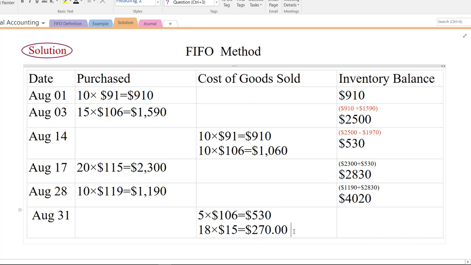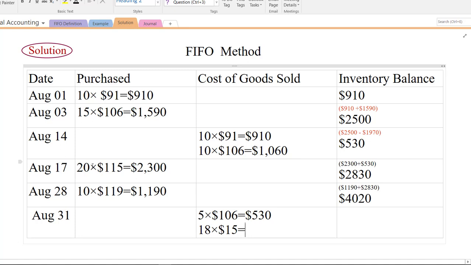Okay. So students, here you can see the total inventory which is sold. The 5 units we have taken from August 3rd, where 15 units were there, and out of 15 units, 10 units were sold and 5 units are left. So we have written here 5 multiplied by 106, which is equal to 530, and the remaining 18 inventories are sold from here.